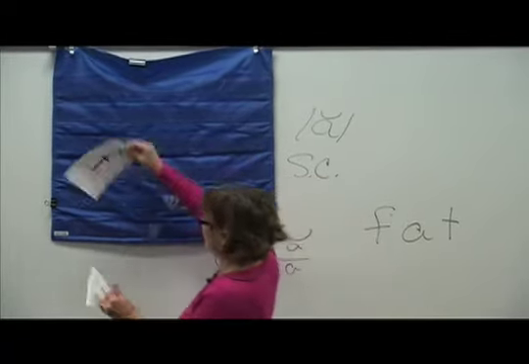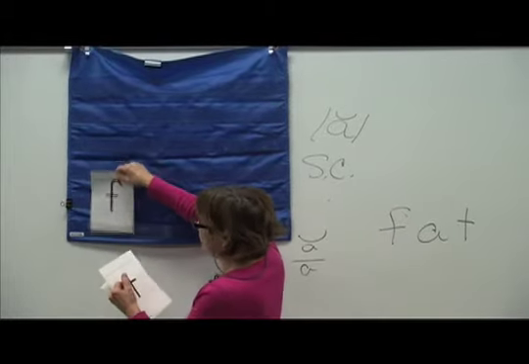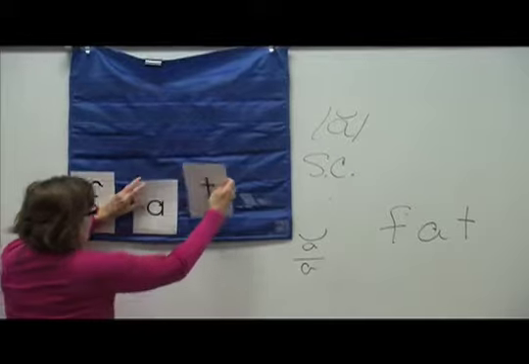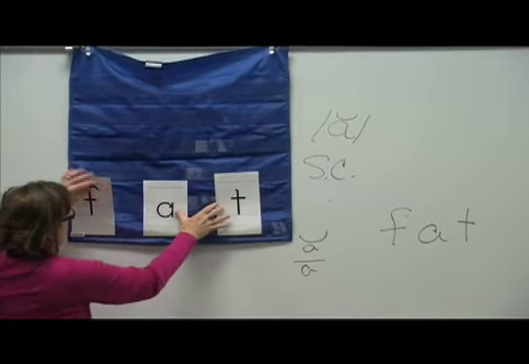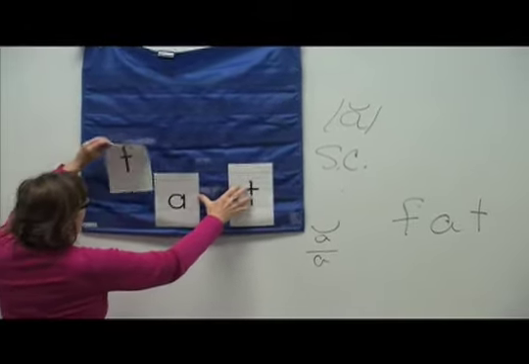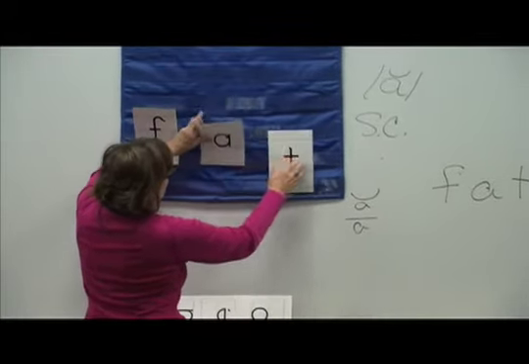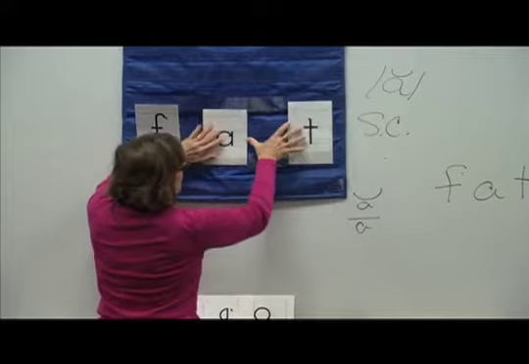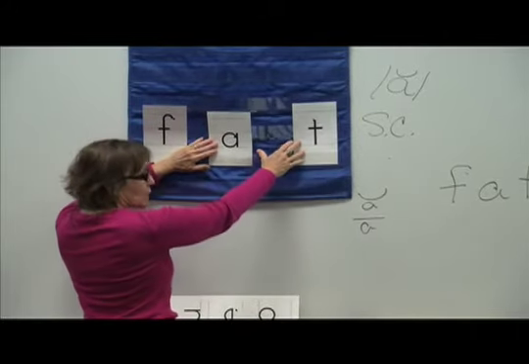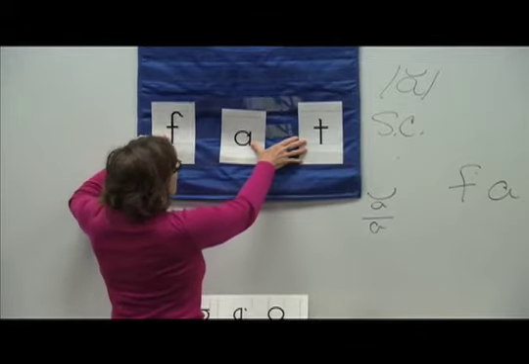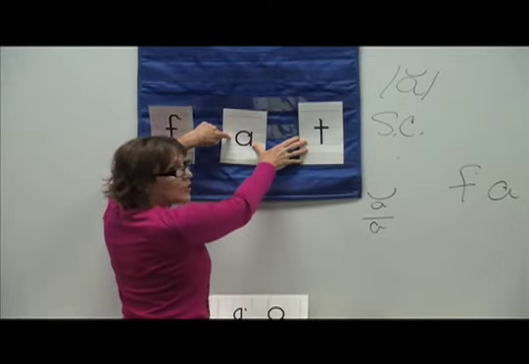But I'll put, if I'm working, these would be your Wilson cards, F, A, T. Have them separated out. I'm going to talk to them about the first position. You and I are going to know that as the initial, the first sound you hear in this word, and I'll have them produce that sound. Then I'll say, what's the vowel sound? I name it.